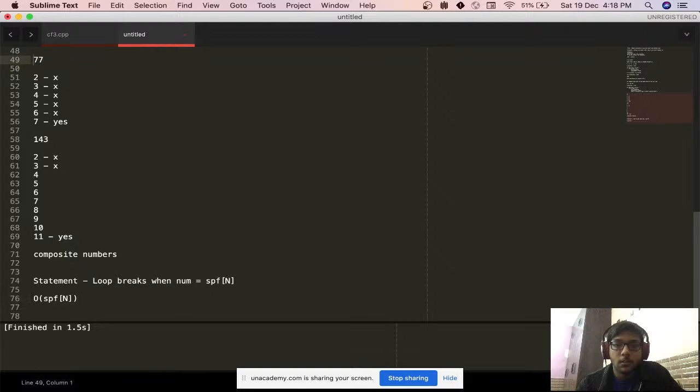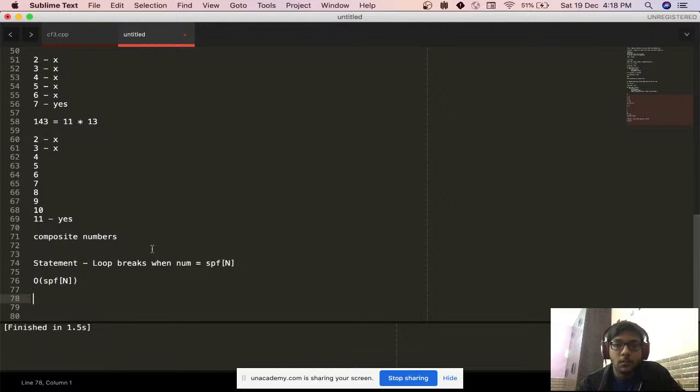For 77, how many operations did we do? 6, and 6 and 7 are definitely close enough. For 143, this is 11 into 33, right? So yeah, I hope it's 11 into 33. It's 11 into 13, yeah. So the smallest prime factor is 11, and how many operations did we do? We did 10 operations, and 10 and 11 are close. So if you want to know exactly, that's the thing. Exactly the smallest prime factor number of operations are going to be taken up.